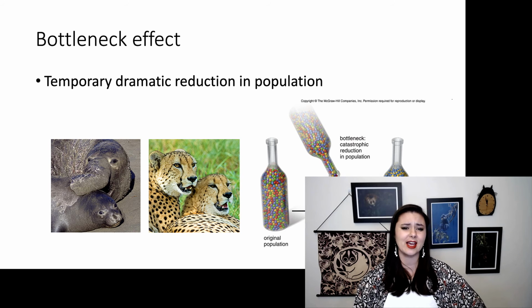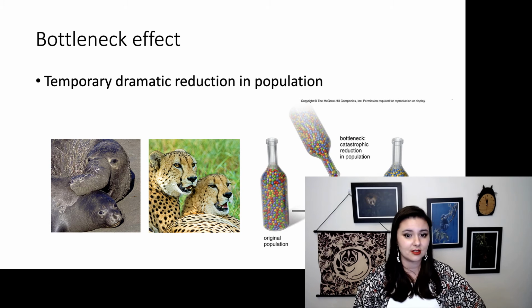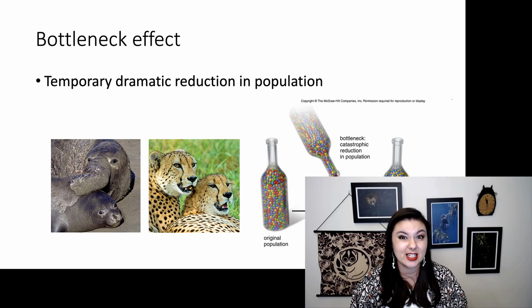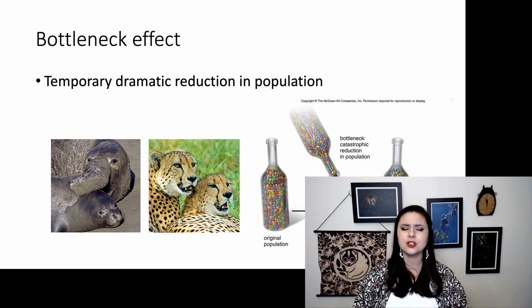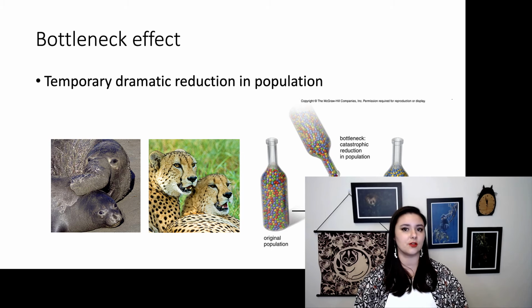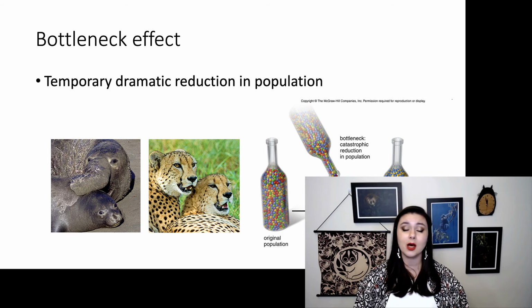We see this today in elephant seals and cheetahs. We know what happened in cheetahs. Us. We did that. That's partially through hunting and habitat destruction. With elephant seals, we actually don't really know what happened there. They're doing fine right now, their population size, but they have pretty low genetic diversity. So this indicates that there is a historical population bottleneck for one reason or another.